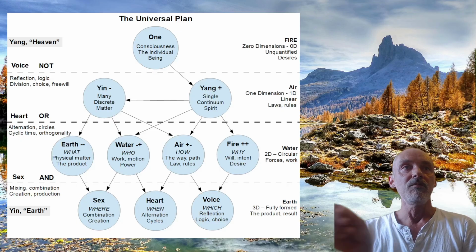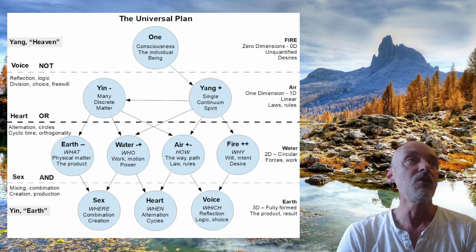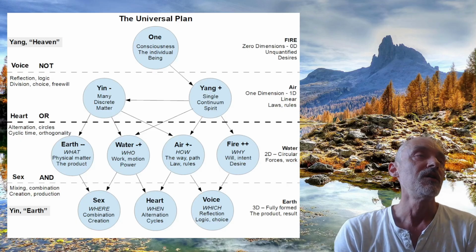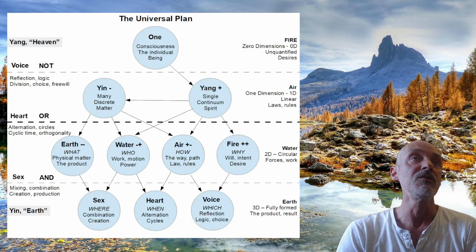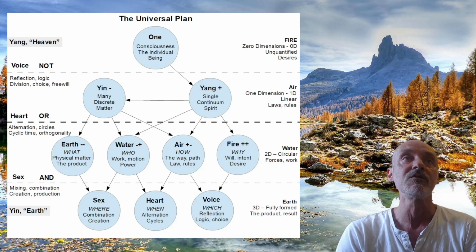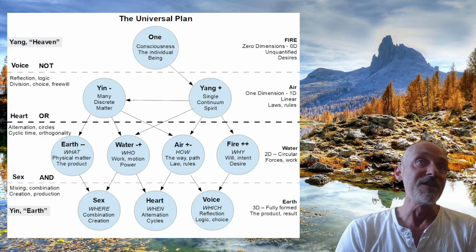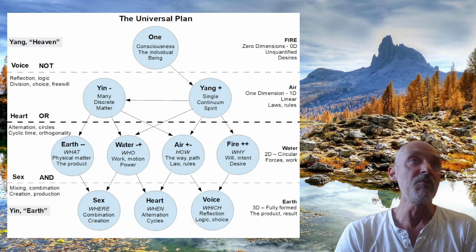This diagram shows the whole of the UP. This is the whole thing. There's nothing more to it. It's very, very simple. It is, I would argue, the most parsimonious explanation for reality, not only that exists, but that is conceivably possible.